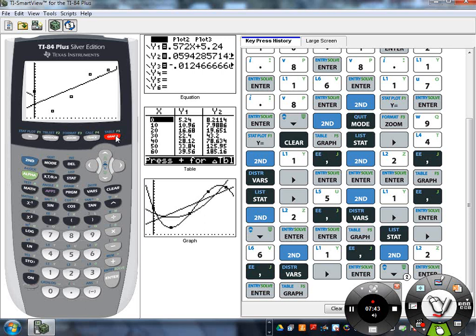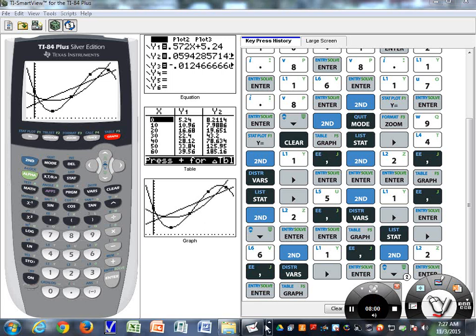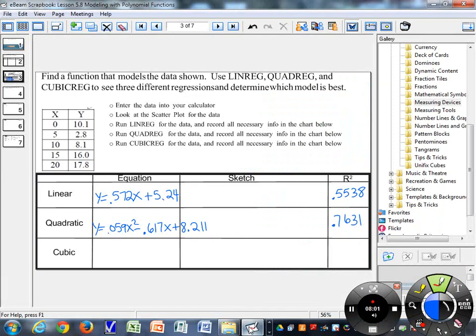Notice that the cubic, so there's our linear, there's our quadratic. Now watch the cubic. It almost gets every point, so it seems to be a pretty good fit for this data, and that also shows up in the r squared. So visually and with our r squared value, it looks a lot more like our data. So I'm going to go ahead and record this information. You can make a sketch.